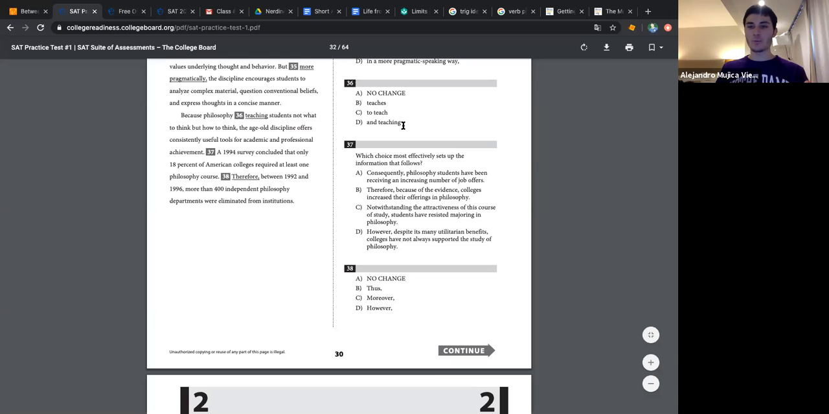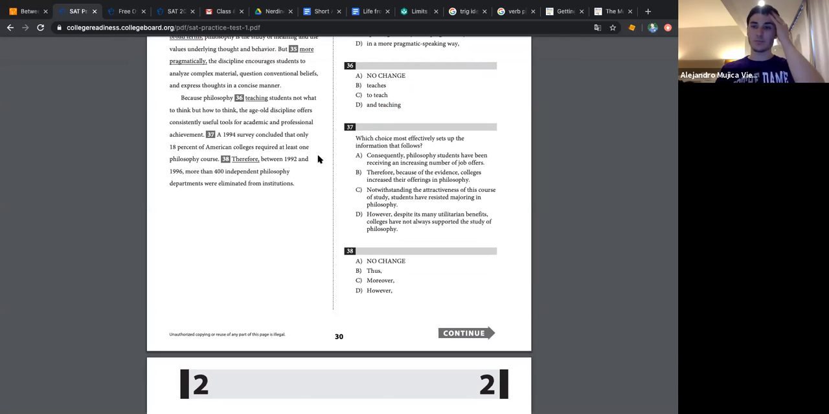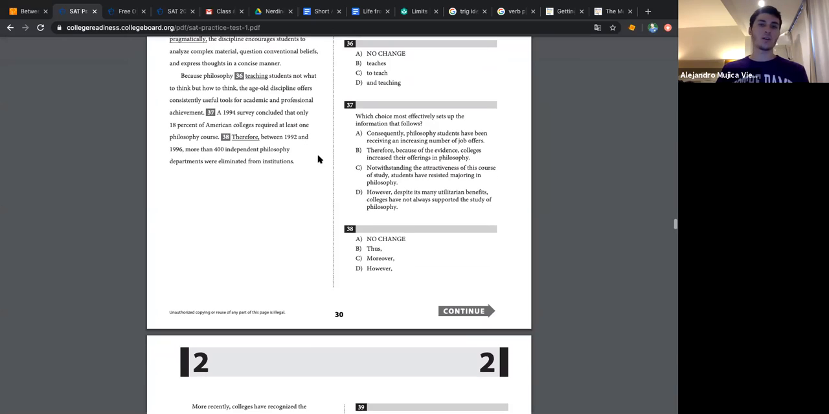So, well, first, we have to actually conjugate the verb. So, teaching, no, because we need an auxiliary verb to make this a conjugated form. And then between to teach and teaches, it was easier than I thought. To teach is actually an infinitive, so it doesn't really work. So only teaches works in this case. So B is the answer. This was a verb form question.